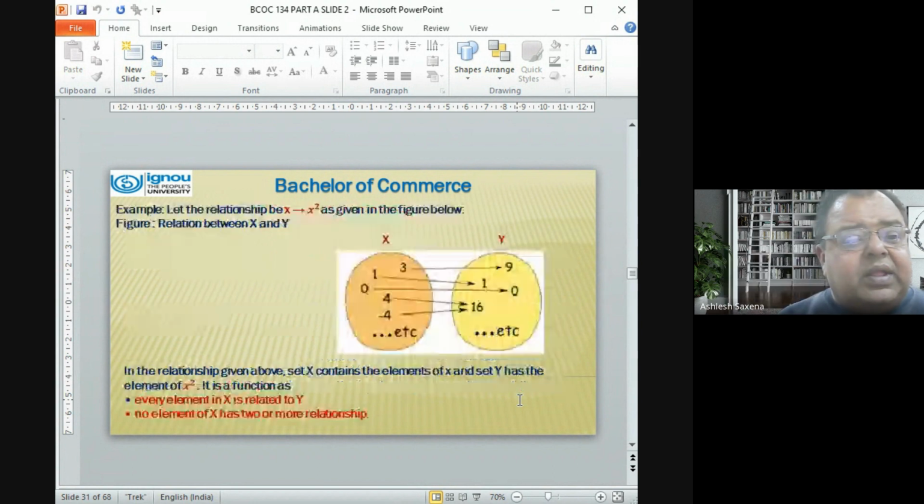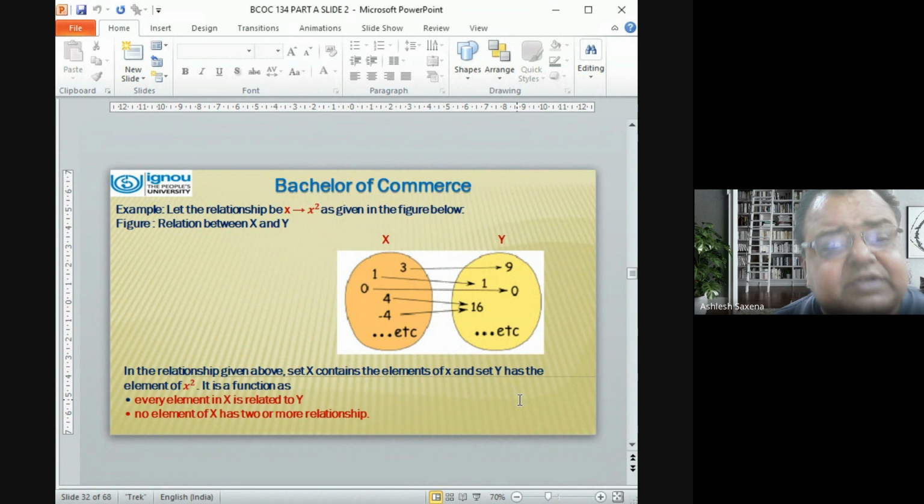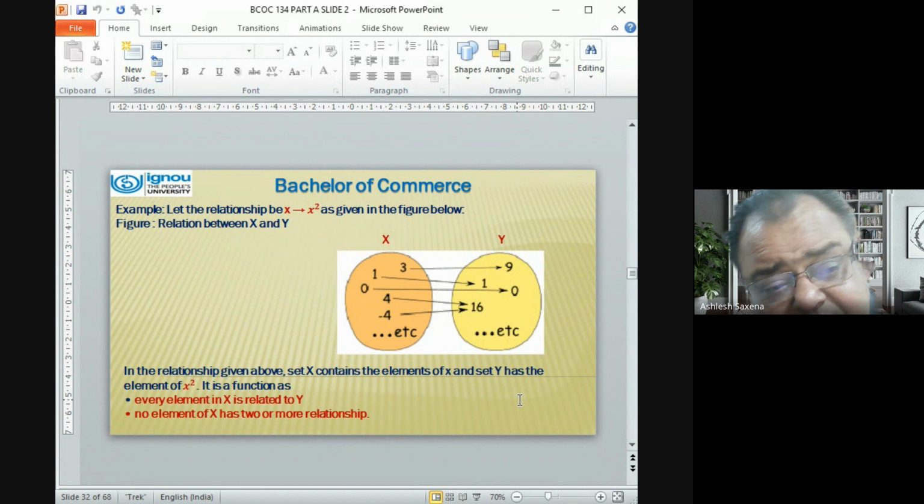Now see how they are related. Let the relation x tends to x square be given by the figure below. What you will be doing? First of all, you have to find the values of x and y. Your x states that it is a function of x square. So whatever value of x you put in the function, you will get its square. When you put 3, you get 9. When you put 1, you get 1. You put 0, you get 0. But as soon as you place 4, you get 16, and even with minus 4, you get 16.